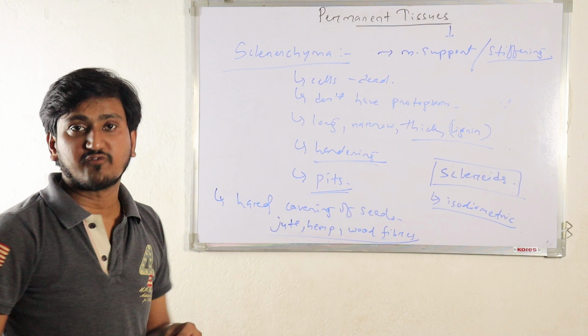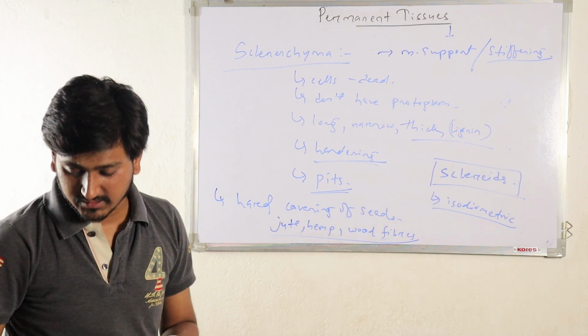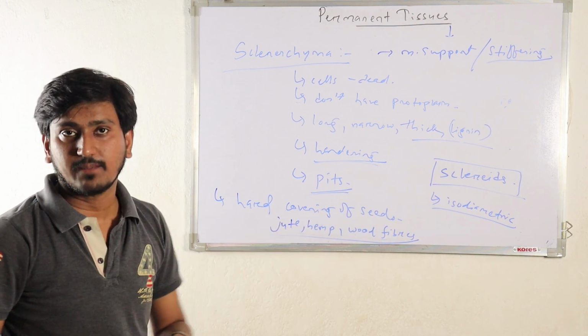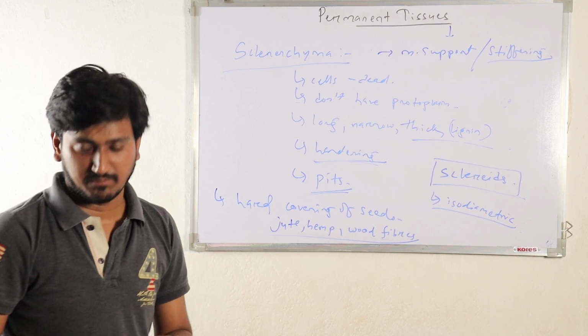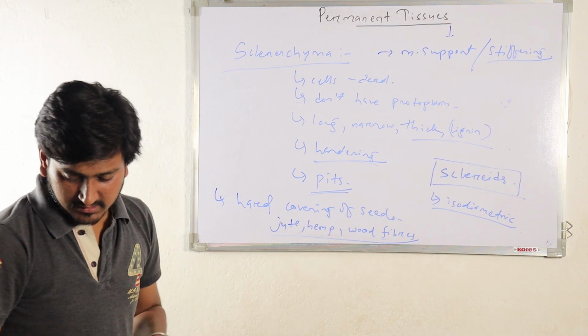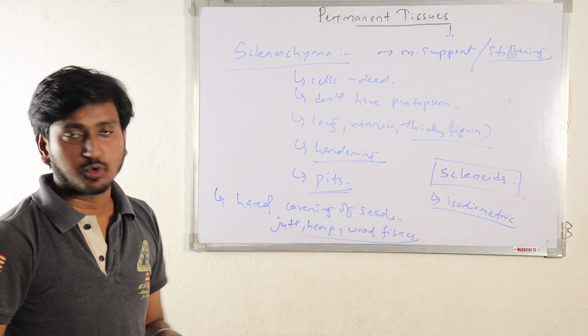They could be present in the phloem, in the cortex region, or in the pith of the plant. Pith is the central part of the plant. And they will later be known as the stone cells.